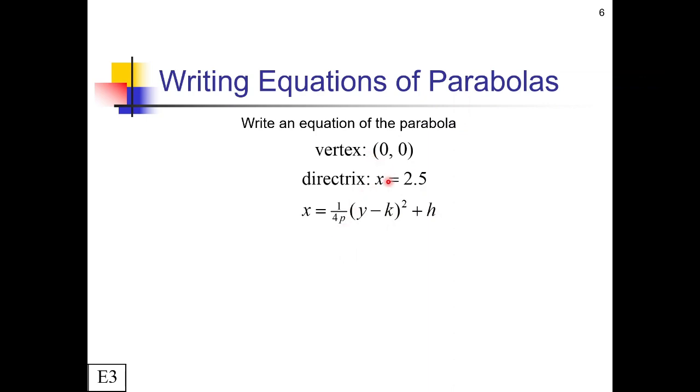Since we have the vertex and directrix, we can again do the vertex minus the directrix. So 0, this y value 0, or actually no, it's the x value 0 this time because it's a sideways parabola. So 0, the x value, minus 2.5. That gives us a p of -2.5. Plugging that back into our x equals, we've got 1 over 4 times -2.5. And then we had a y minus 0 squared plus 0, so just y squared. Simplifying that, this is going to be -1 over 10 y squared.